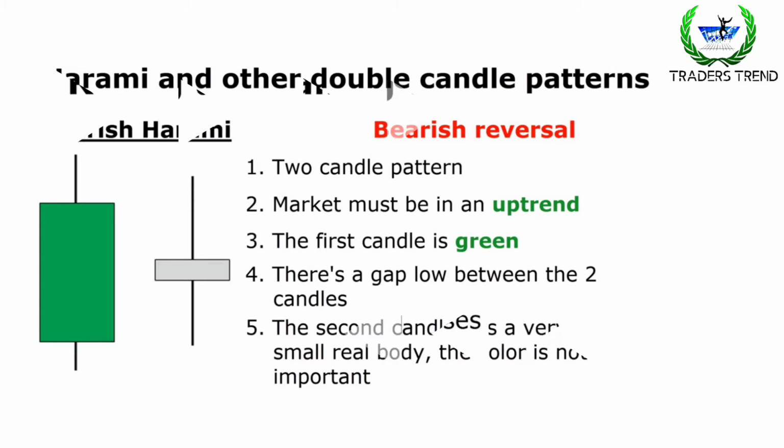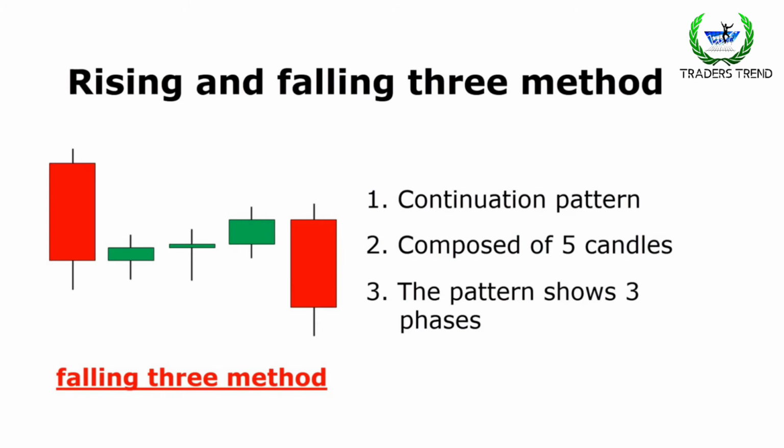And the next one is the rising and falling three methods. This one is the falling three methods. It is a continuation pattern. It comes in a downtrend as well as an uptrend. It is composed of 5 candles. The first candle is a big red candle, and then the other 3 candles are very small and stay within the first candle itself. The final candle closes down from the first candle. The pattern shows 3 phases.